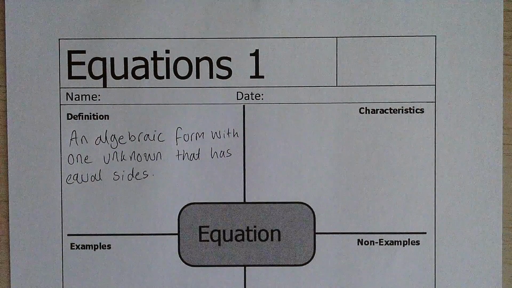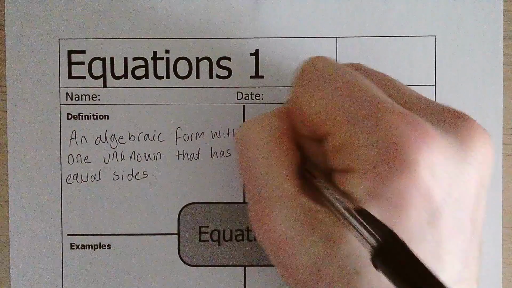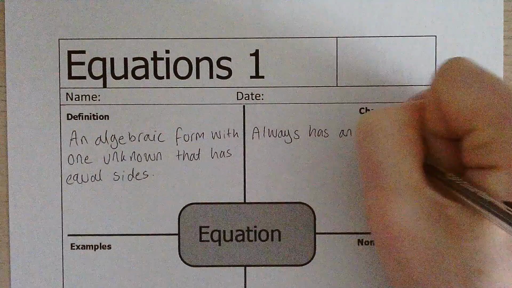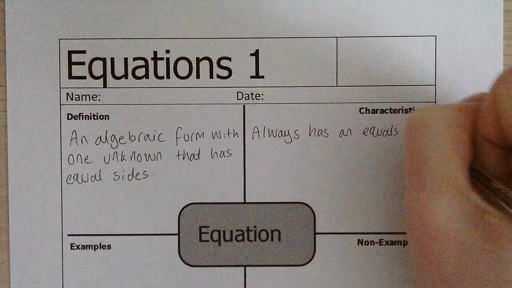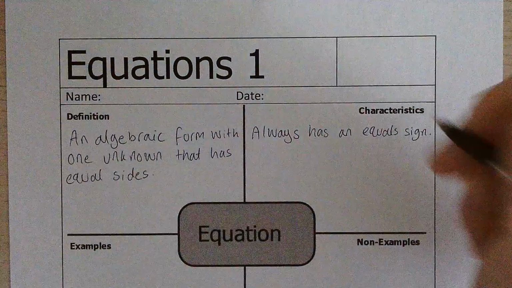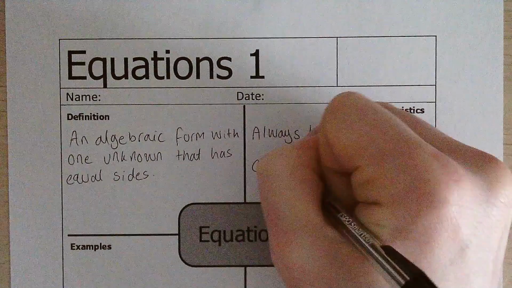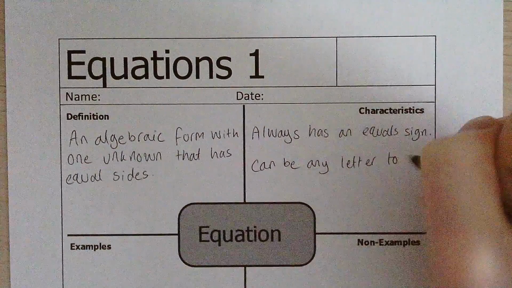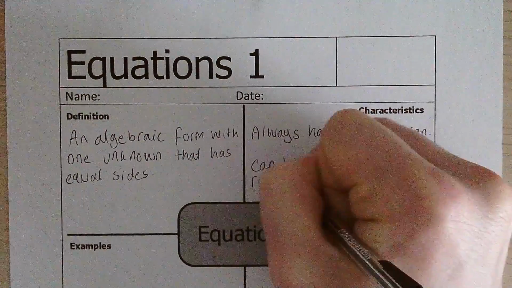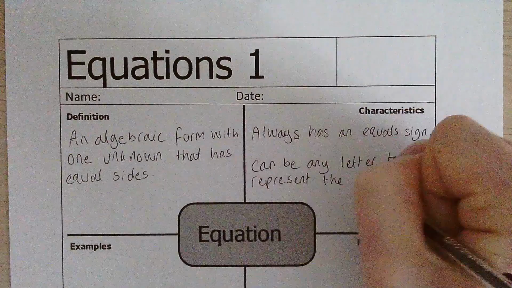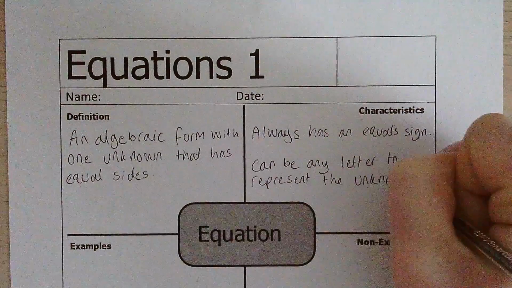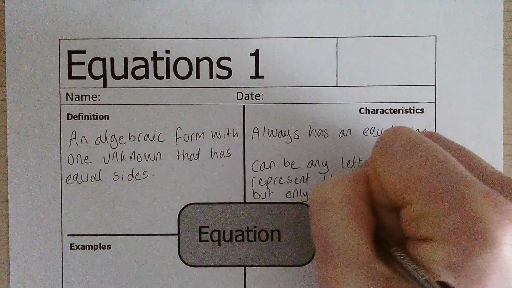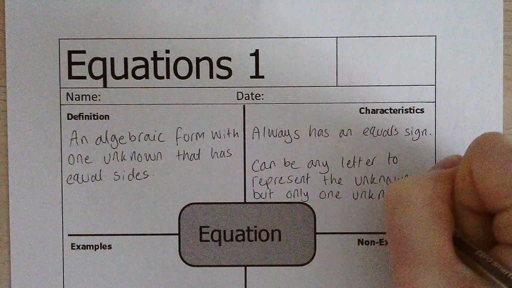The characteristics of an equation is that it always has an equal sign, and we can use any letter to represent the unknown, but there is only one unknown in the equation.